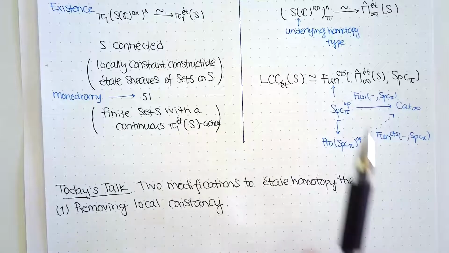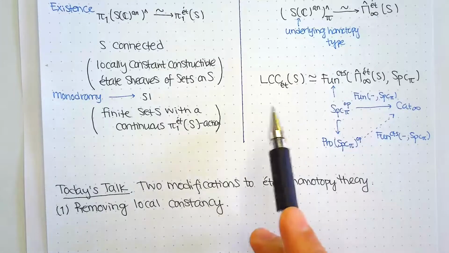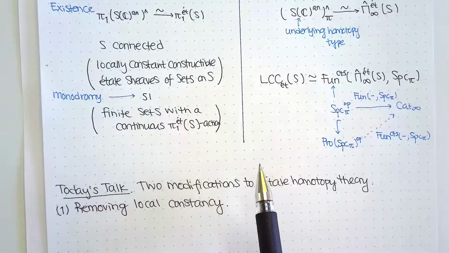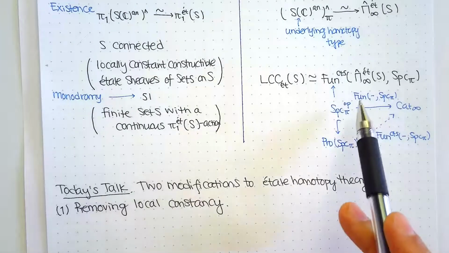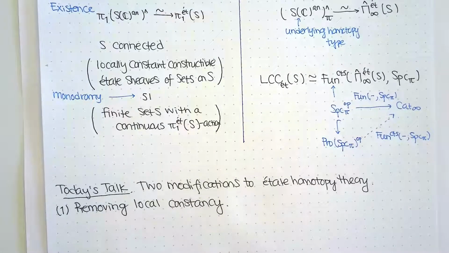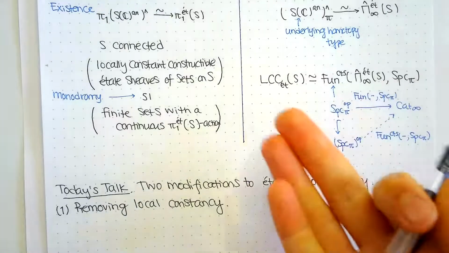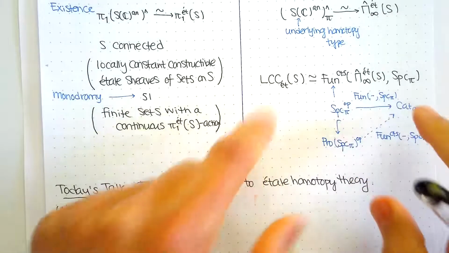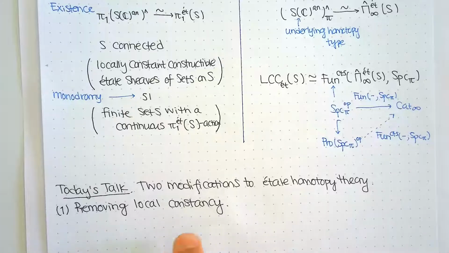This is something I won't go into today, but there's this really wonderful story of shape theory and profinite shape theory due to Jacob Lurie. And the Étale homotopy type can actually be defined via this equivalence. But often the sheaves that you think about are not necessarily locally constant constructible, but are just constructible, without the local constancy. So today's talk is going to be about removing this local constancy hypotheses.